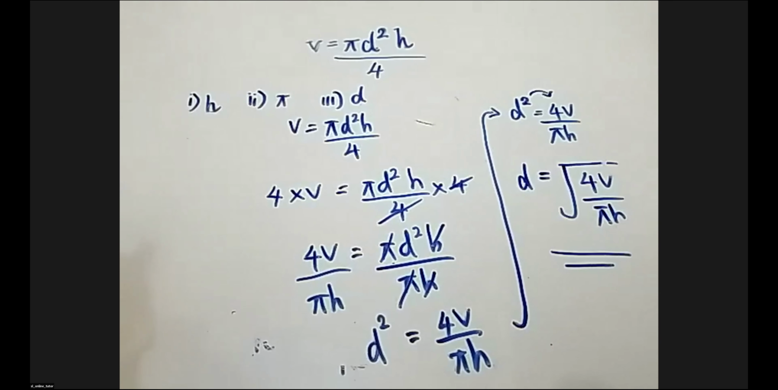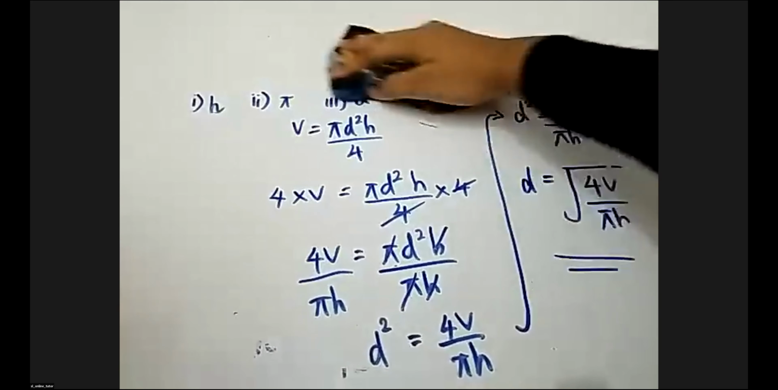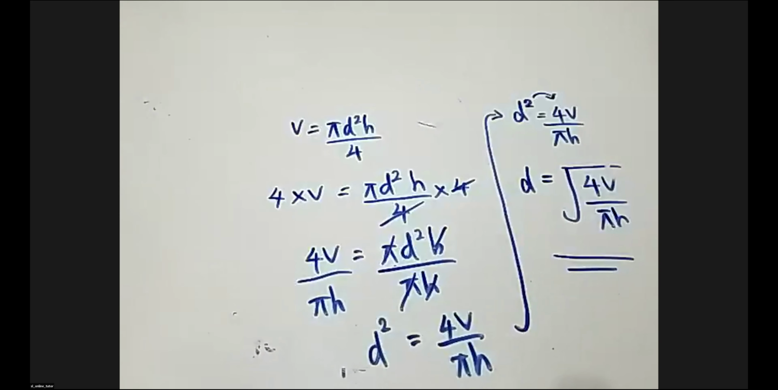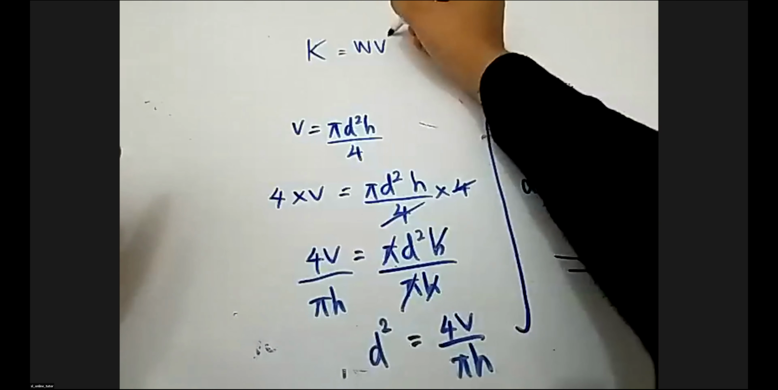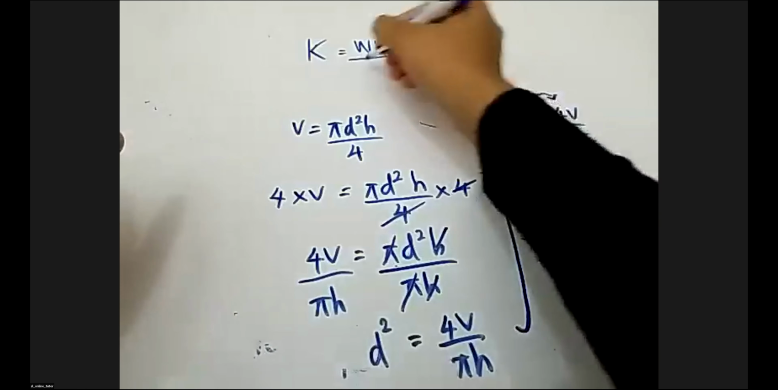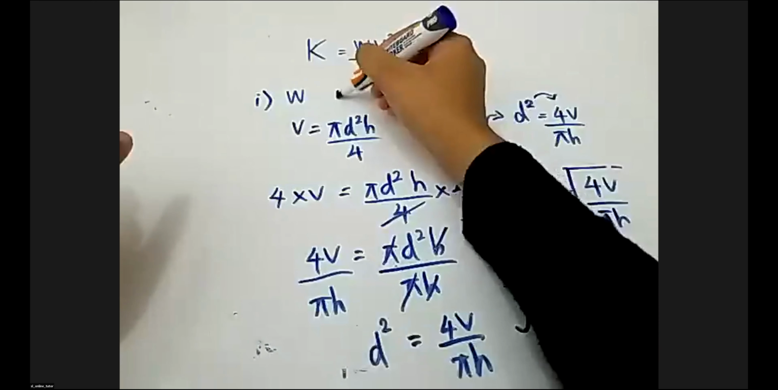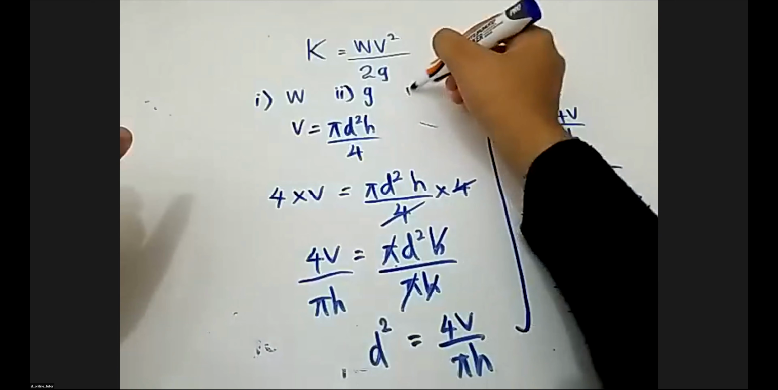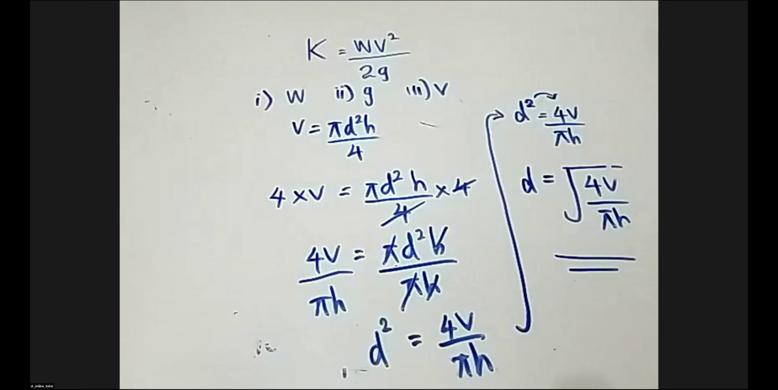Okay, now I'll clear the board. The question I'm going to give you is this one. You have to make the subject W, Roman number 2, you have to make G, Roman number 3, you have to make V. Do it now. I'll give you 5 minutes for all three together.